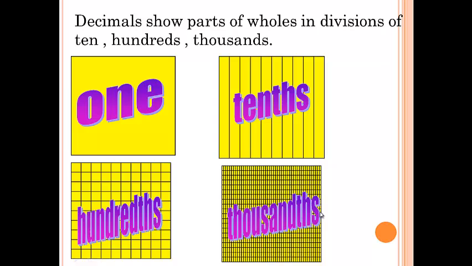Decimals show parts of a whole. This is called the whole. One whole. When divided into 10, this is called tenths. If we take the first column, this is 1/10, 1 out of 10 columns, called a tenth. Hundredths, thousandths. Okay.